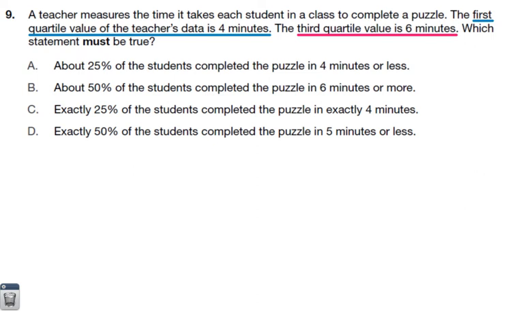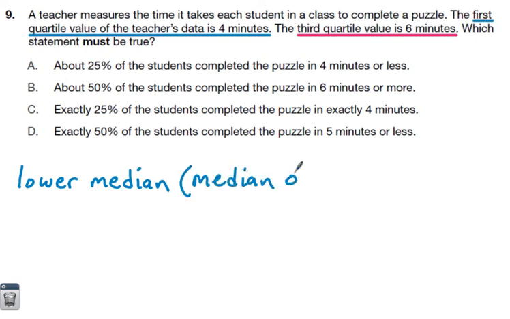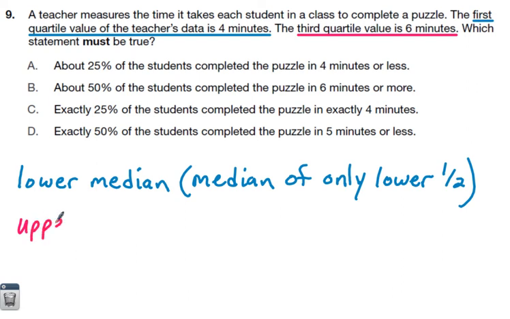represents, in other words, the lower median, or the median of only the lower half of the numbers. Okay? And the upper quartile, or as they put it, the third quartile, another word for that is the upper median, which is the median of only the upper half of the numbers. All right, don't think I need to write that, do I?